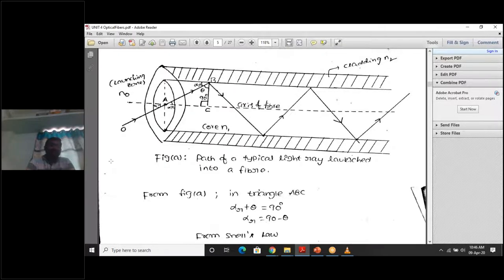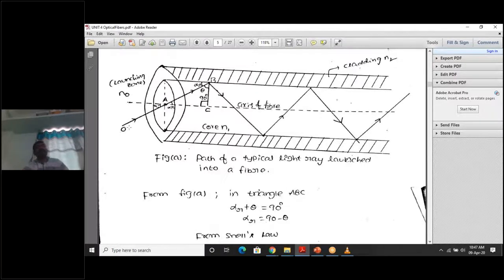So the outside medium is the air medium, whose refractive index is N0. Air medium refractive index is what? N0. Here, this is the axis. What is this dotted line? This dotted line is the axis of the optical fiber, the center line of the optical fiber. This is called the axis of the optical fiber, this dotted line. Okay, right. So what is this OA? OA is an incident light ray.